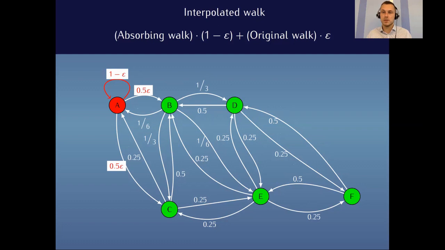The interpolated walk was invented by Crowley, Magnus, Oswald, and Roland in their attempt to solve this problem. And when we apply the interpolated walk, then we stay at the marked element with a large probability, but with some probability we move to a neighboring vertex, and we perform these steps according to the original walk. So the interpolated walk is essentially a convex combination of the absorbing walk and the original walk.